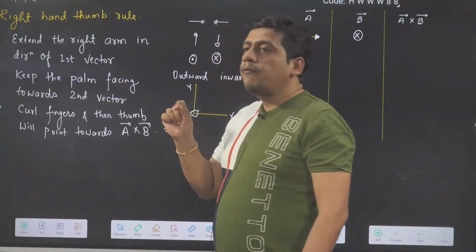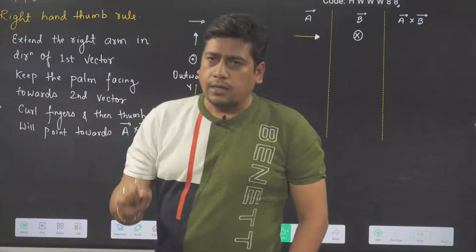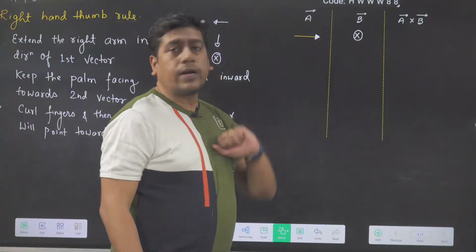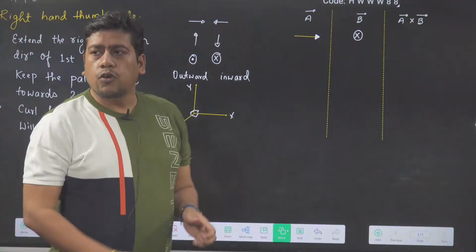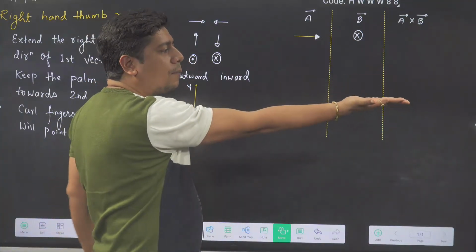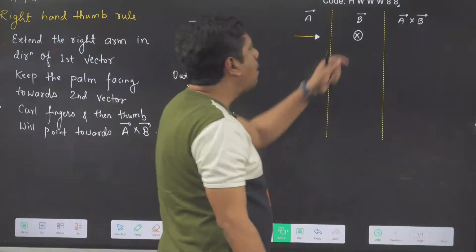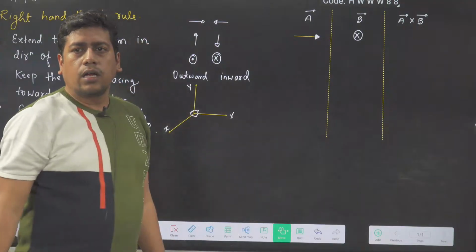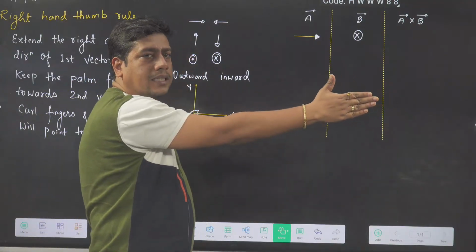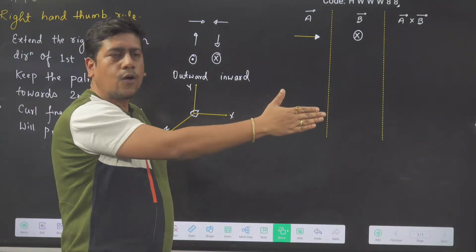Now, where should we keep the palm? Keep the palm facing towards second vector. Where is second vector? Inward. While your hand is right, if you keep your palm facing upward, no, the palm should face inward. This palm should face inward. Okay? This is the correct orientation. I hope you understand this.